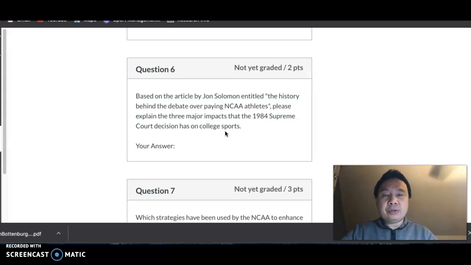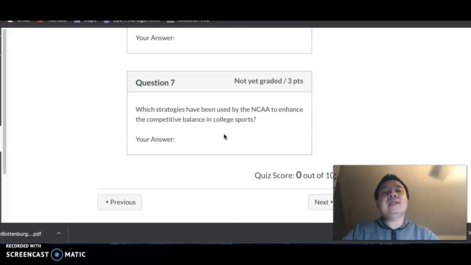So this is question number 6. Question number 7 is from the PowerPoint slide. Right, so which strategy has been utilized by the NCAA to enhance the competitive balance in college sport? We talk about, first of all, they set a cap for the number of scholarship offers to the school, and they also do not encourage students to transfer from one school to another in order to compete in sports.